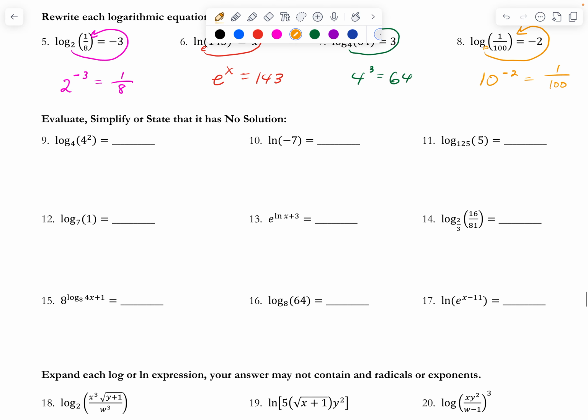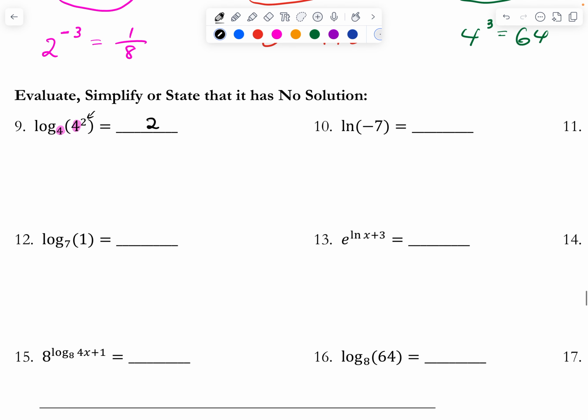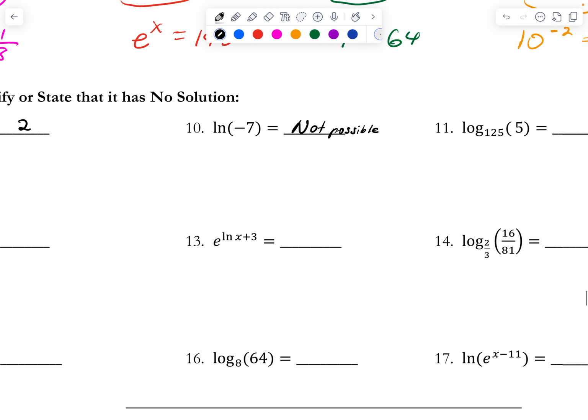Okay, let's evaluate some of these. Whenever the base in our log is equal to the argument, whatever the power is will be what it is equal to. This one is not possible because you cannot have a negative in the argument.